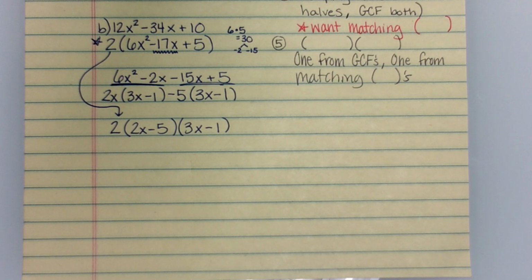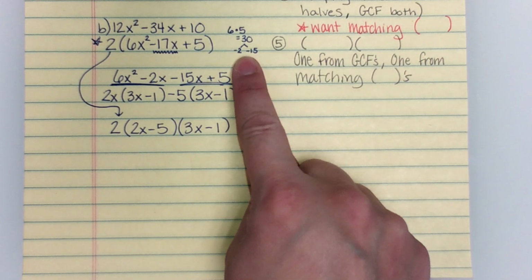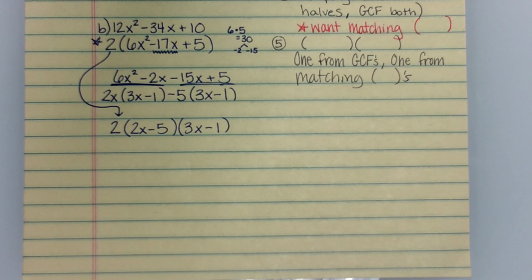It just becomes more tedious because then we would have had to find 2 things that multiply to negative 60 but add to negative 34. Sorry, it wouldn't have been 60, would it have? No, it would have been 120 that we had to find things that multiply to, which could be a pain in the butt.